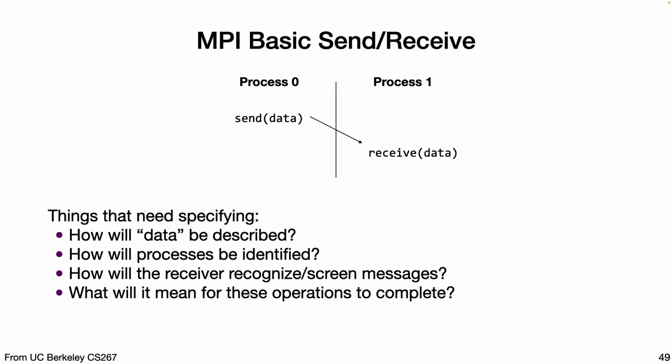Things that you have to specify: how is the data described, like how big is it and what type is it? How is the process identified, like how do you know which rank you're sending to? How does the receiver recognize that that is the message it's supposed to get? And what does it mean to finish send and receive? One definition of finishing is that you cannot proceed until the destination has received your data. Another definition is that once you ship your packet, you can move on.